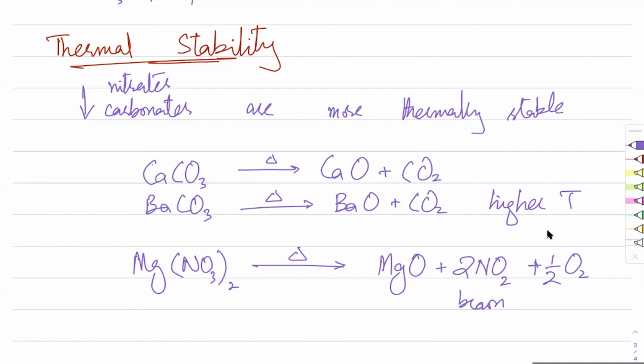Nitrates and carbonates will instead break down, and down the group, they become more and more stable, which means you need to give them more and more energy to break them. And when they break, the carbonates break down and give us carbon dioxide and oxide. And when nitrates break, they give us nitrogen dioxide, oxygen, and oxides. And those are the key points to remember for the AS level group 2.